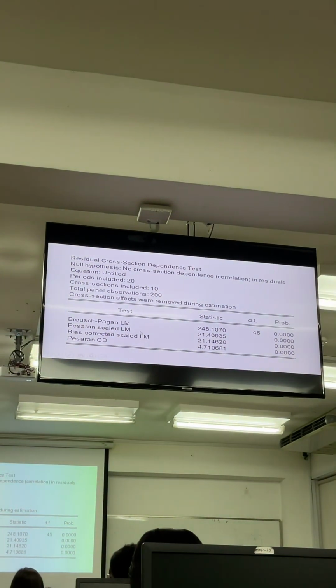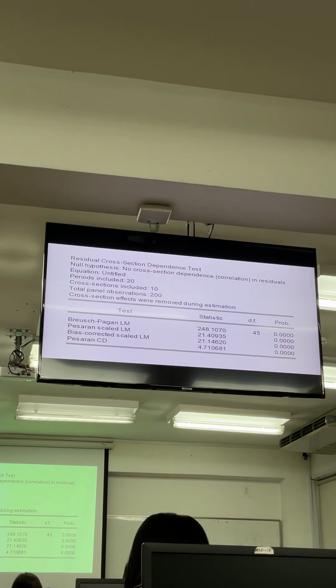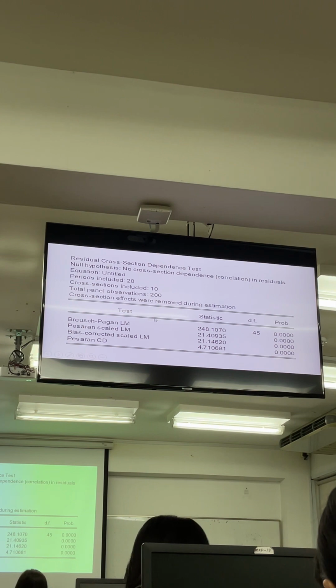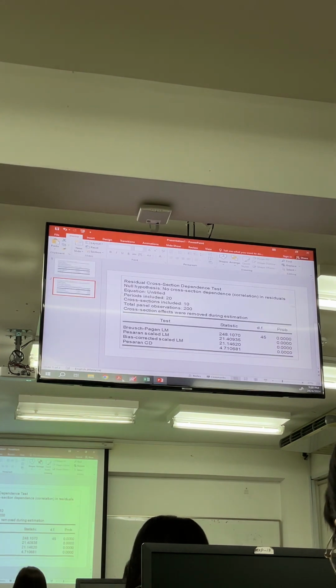Now I have one more additional test statistic, which is called the bias-corrected scaled LM test, proposed by Baltagi et al. 2012. It returns a test statistic of 21.146, significant at 1%. So based on these four test statistics, it shows that the null hypothesis is rejected. There is a cross dependency in the residue. Are you okay? Okay, right?